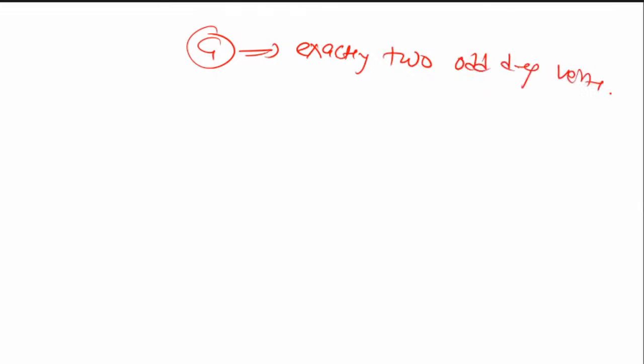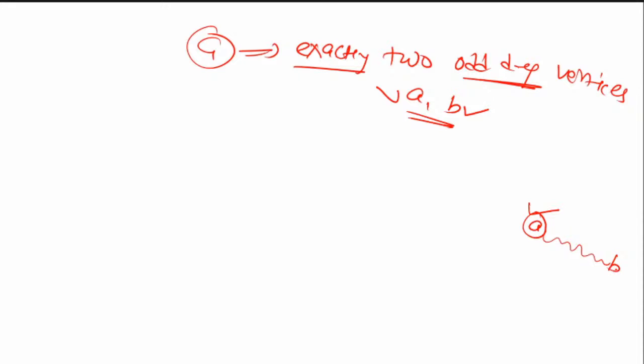Assume that this is not true, for contradiction. The statement says you have a graph with exactly two odd degree vertices. Let's assume these two odd degree vertices are a and b. We have to prove that they are connected by a path, meaning from a I can go to b.